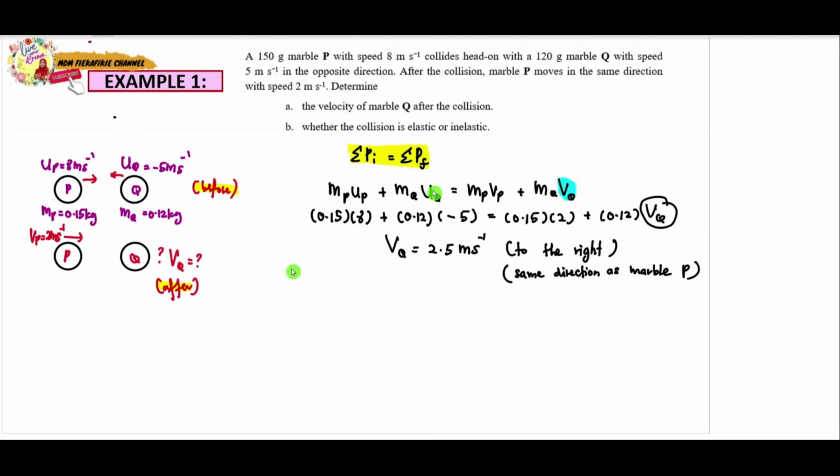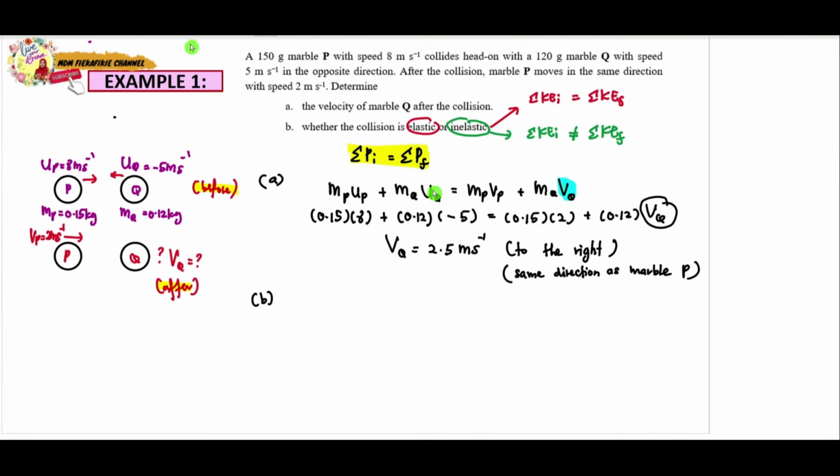Okay, and then B, determine whether the collision is elastic or inelastic. So we finish A and we want to find B. We need to remember that when the collision is elastic, the total kinetic energy initial must be equal to the total kinetic energy final. But if the collision is inelastic, total kinetic energy initial is not equal to the total kinetic energy final. So now let's try to calculate first.